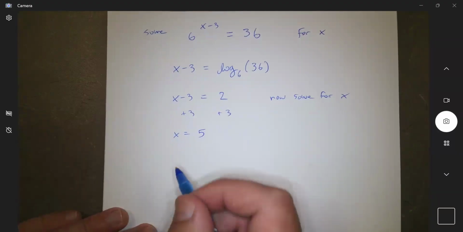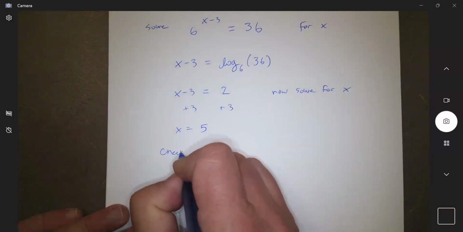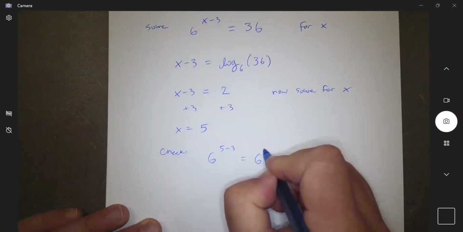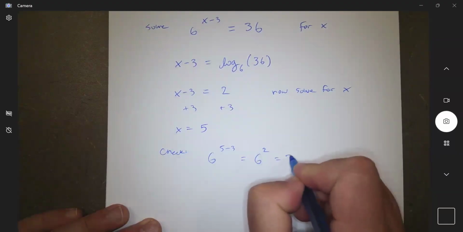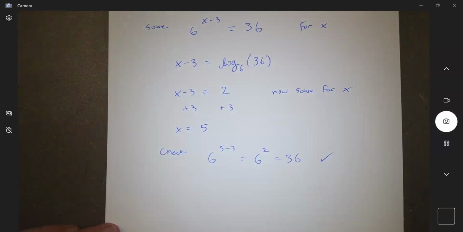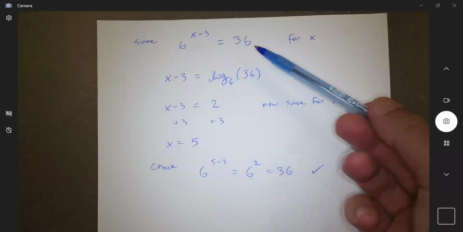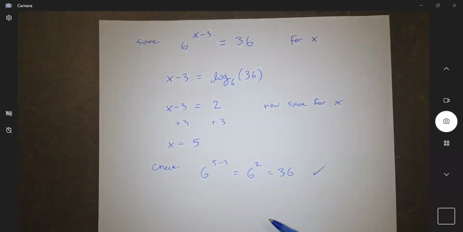And we can check that. 6 to the 5 minus 3, well, that's 6 squared, which is 36. Good. So even if you have something more than just an x in the exponent, you can still use the same process.